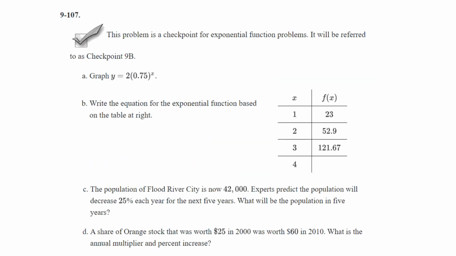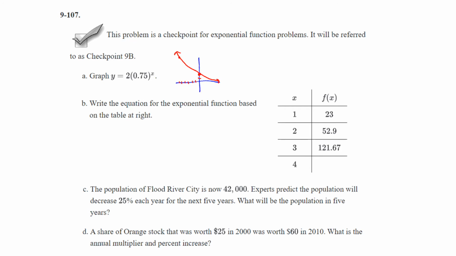Question 107. This problem is a checkpoint for exponential function problems. First thing is to graph y equals 2 times 0.75 raised to the x power. I didn't put the graph paper on here, I must have missed that one, so we'll just do a sketch. 2 is your initial value, so that means it's going to start on the y-axis at 2, and then it is multiplied by 0.75 each time. I'll get a couple points plotted. You can also use your graphing calculator and use your table to do this as well.